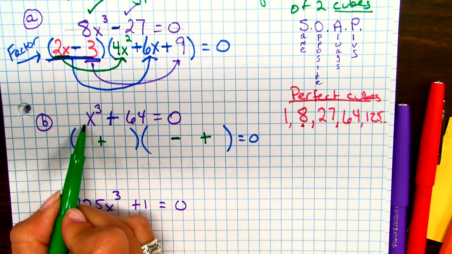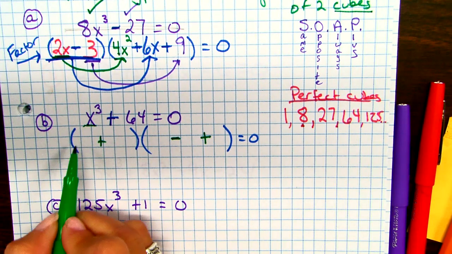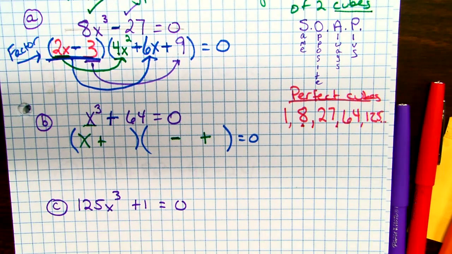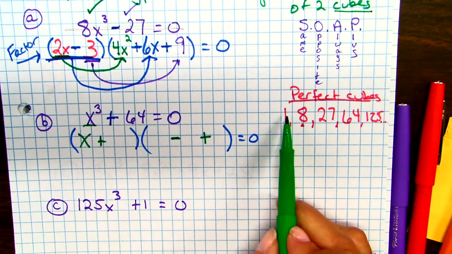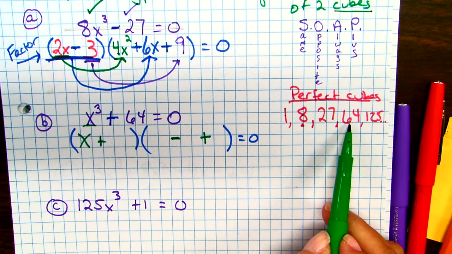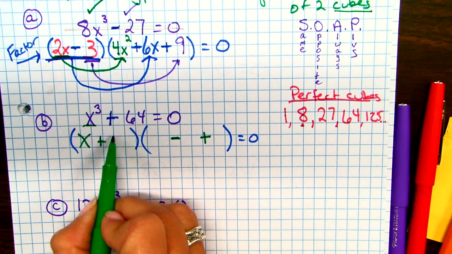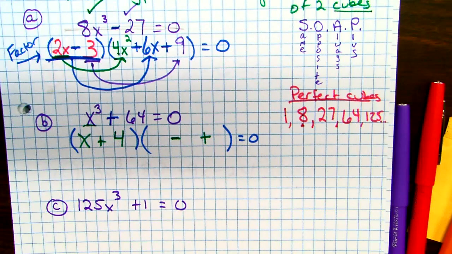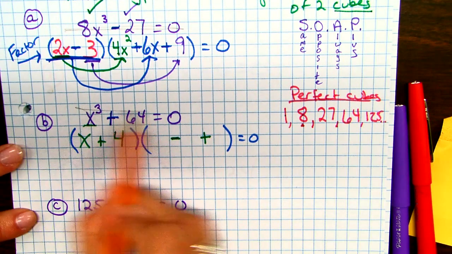What would the cube root of x to the third be? X. There's no number in front. That's fine. Sometimes we don't have numbers and letters. Sometimes we have both. Okay. And the cube root of 64. 1, 2, 3, 4. Right? 4 times 4 times 4 gives me 64. The cube root of 64 goes here. Okay? And remember, now I don't use this anymore.